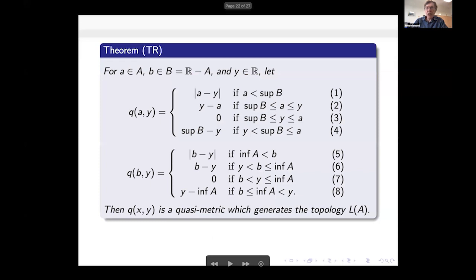It turns out this topology actually arises from a distance function. It's a quasi-metric, and you can see it has to be defined in several pieces here. I won't go into the details, but it is defined by a distance metric based upon whether your basic neighborhood of A was a ray to the right, or if the basic neighborhoods were rays to the left, and then where the point falls in relation to the largest element of B or the smallest element of A.